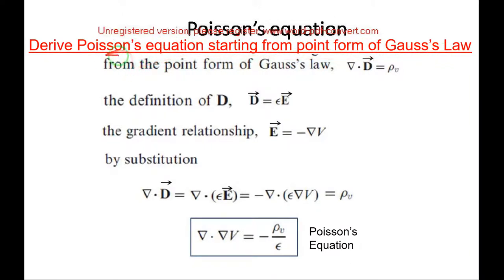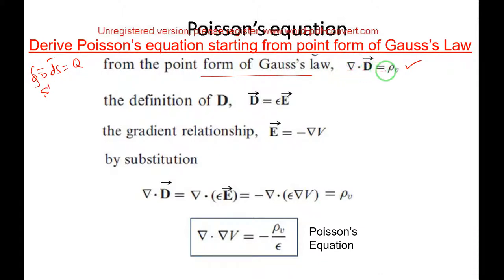Both we'll see. We know the point form of Gauss law already: del dot D vector is equal to rho V. This is the point form of Gauss law. The usual form of Gauss law, which I will just recall, though it is not required here, is the closed surface integral of D dot ds equal to Q. But we will be using the point form of Gauss law. From this, we will try to derive Poisson's equation. What is that Poisson's equation? We will see it later.